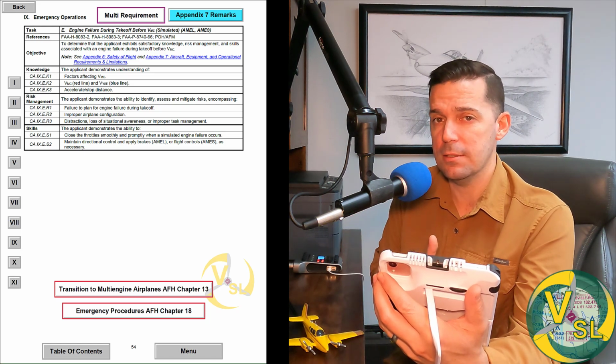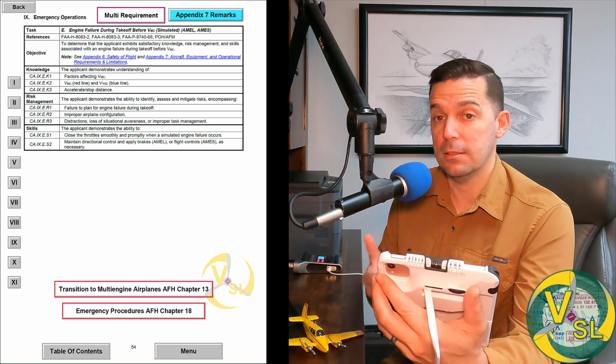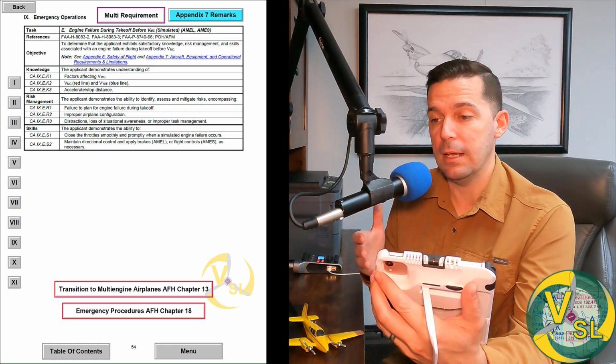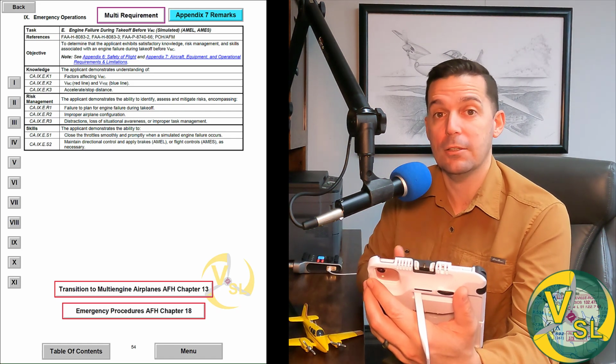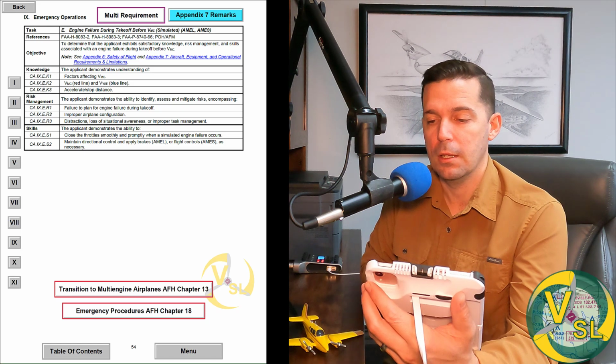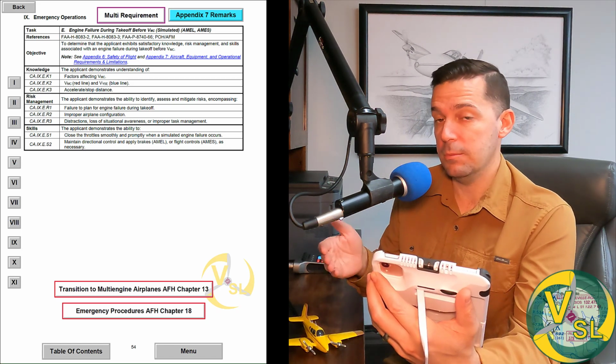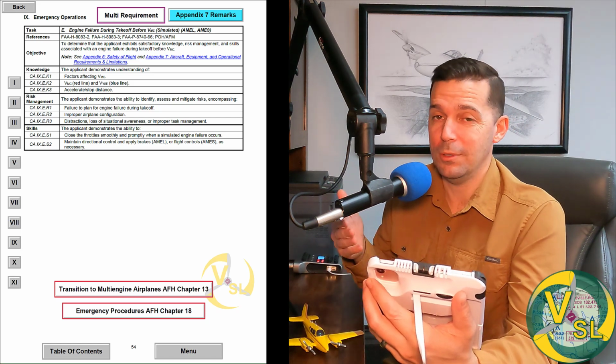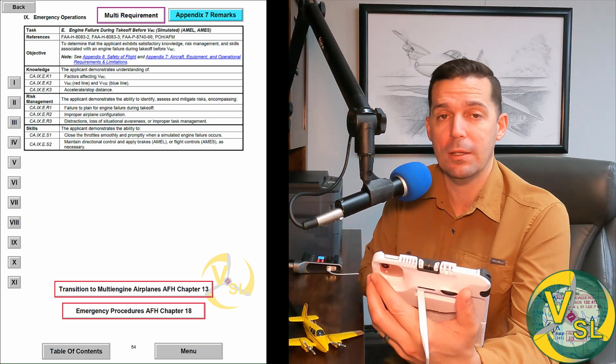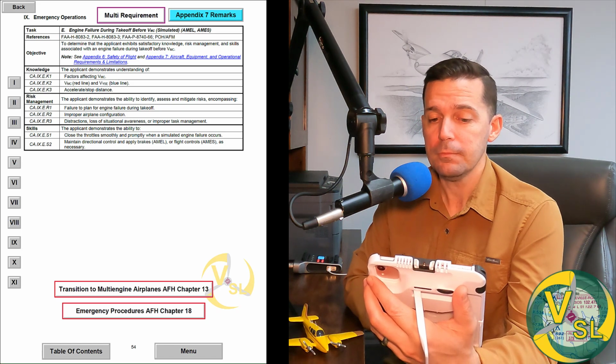So you're going to do these engine failures in the sim, and it's going to feel real. But even in the airline world, you're not going to do these in the actual aircraft. It'd just be way too dangerous. So that's just one of the trade-offs that exists in all training. We want the training to be as realistic as possible, but we also don't want to hurt ourselves when we're training. So that's why we have this option in here.